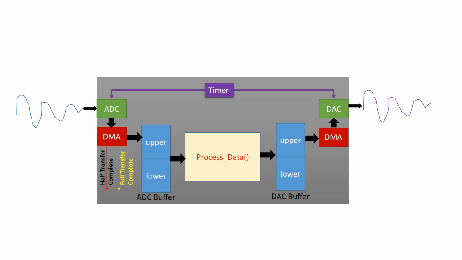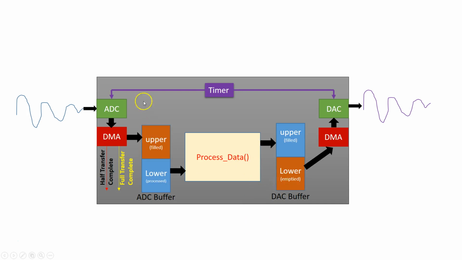All right, welcome back to part two of building this complete ADC to DAC system. So in part one, we basically set up, using CubeMX, this system with an ADC that's being read by DMA and thrown into an ADC buffer, from which we said we would process the data and then put it in a DAC buffer. And we were doing an upper and a lower buffer kind of configuration. Okay, so that's where we were at.